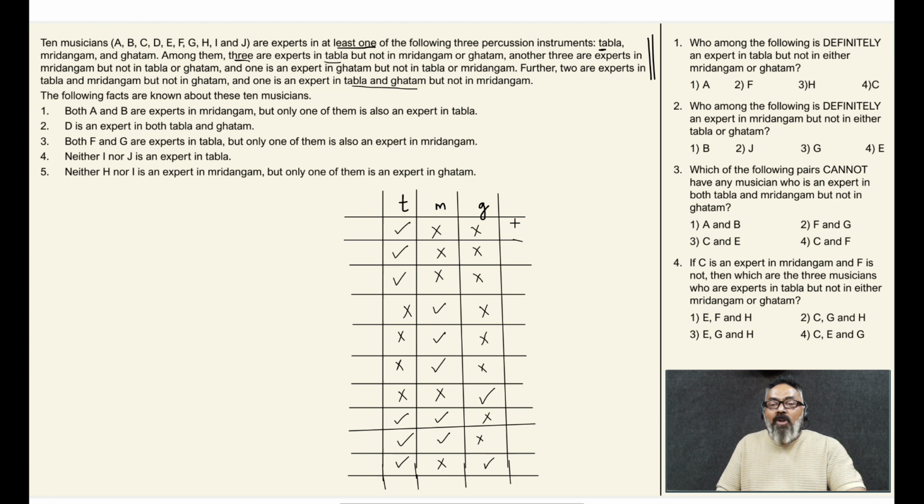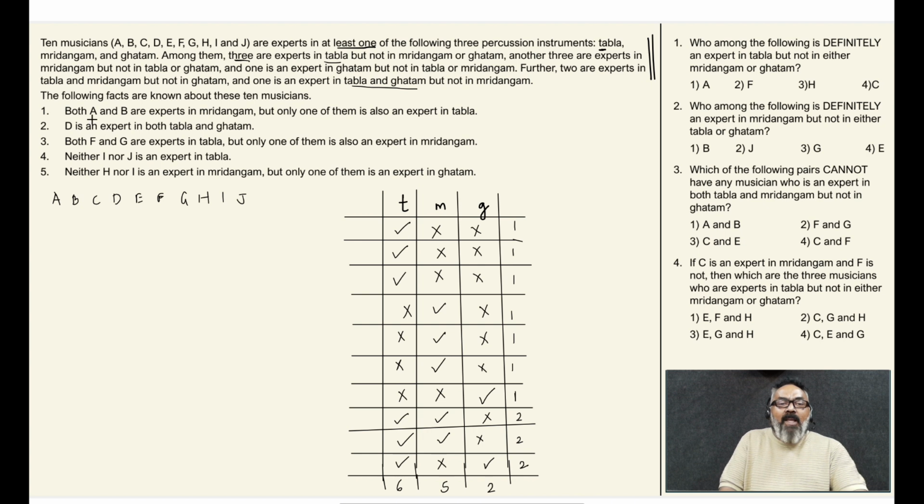There is another one. So all these are ones. This is also one. And there are some twos. There are no threes, which is wonderful. So 1, 2, 3, 4, 5, 6 tabla experts. 1, 2, 3, 4, 5 mridangam experts, and 1, 2 ghatam experts. Ghatam is very cute. Okay, let's go one by one and solve it. We'll put A, B, C, D, E, F, G, and H, and then I and J. Whoever we are able to place here, we'll assign.